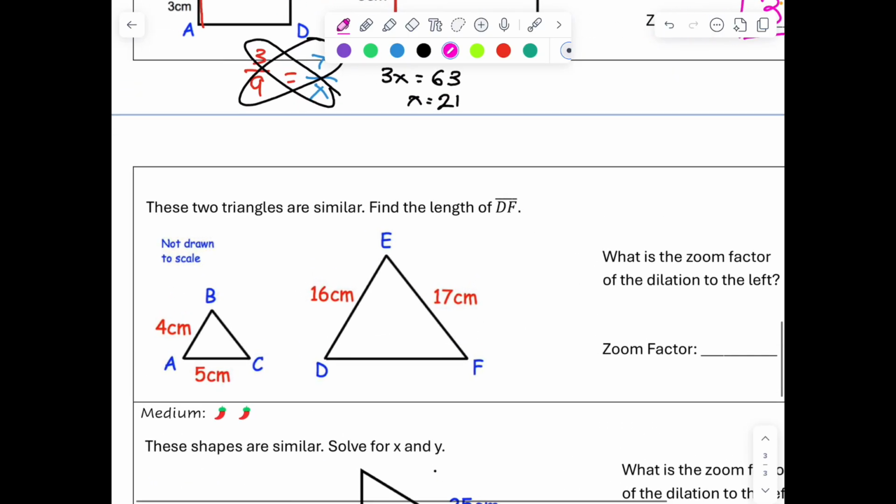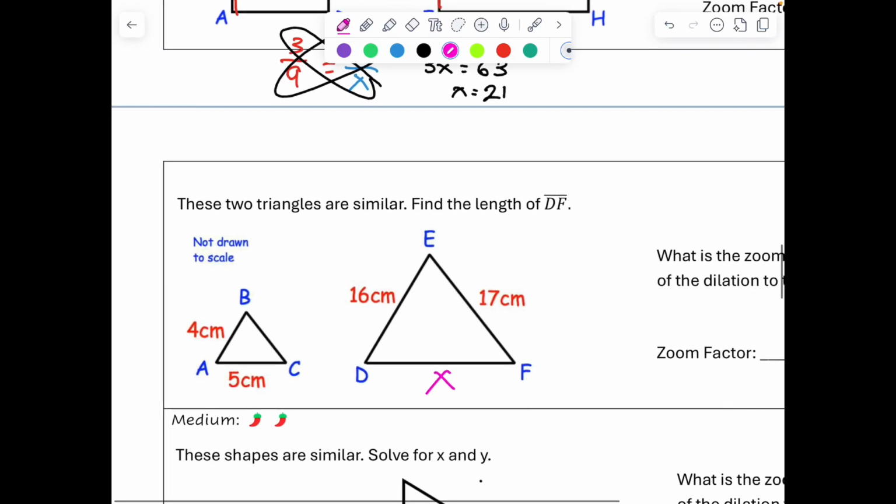All right, they told us these two triangles are similar, not drawn to scale. Super important, okay? Don't get freaked out when it looks like your picture's wrong. A lot of the time we don't draw to scale. But they want to find the length of DF, okay? So we can set up a ratio again.